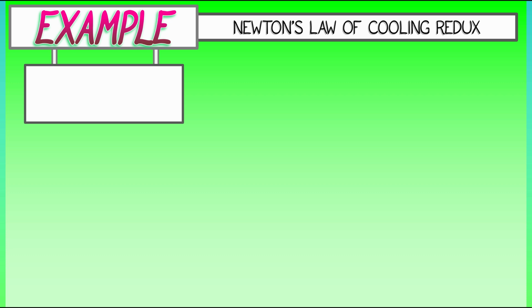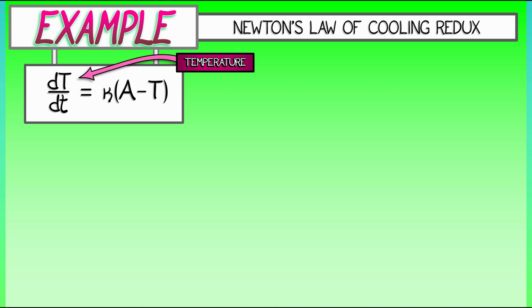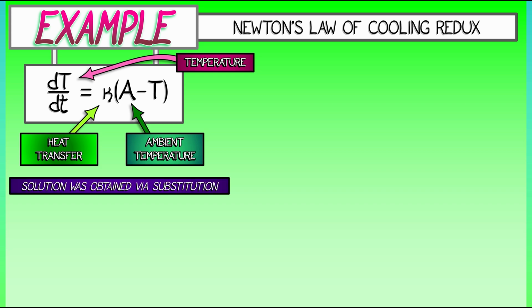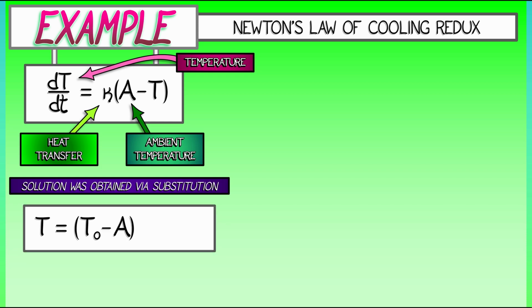That's the one that had the equation dT/dt, where capital T is the temperature, is equal to kappa times quantity A minus T, where kappa is the heat transfer coefficient and capital A is the ambient temperature in which that body sits. Now, we've done that in the past, and we solved that just by a simple substitution, because it's an affine equation. And our solution was capital T is quantity T naught, the initial condition, minus A, times e to the minus kappa t plus capital A.